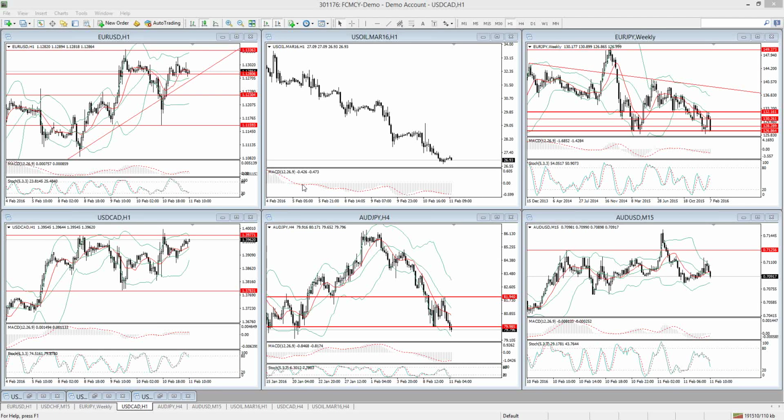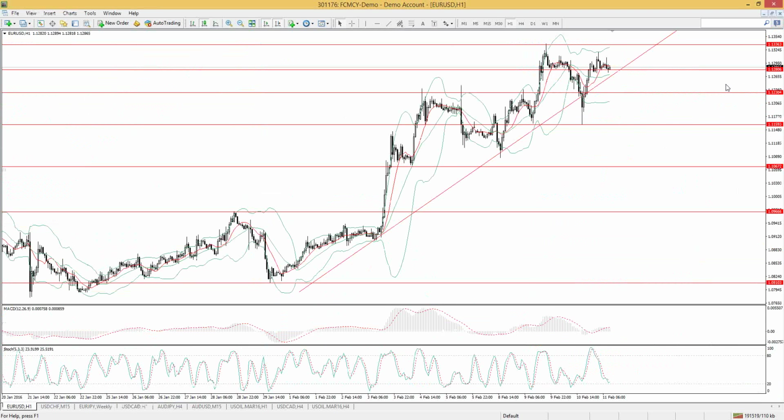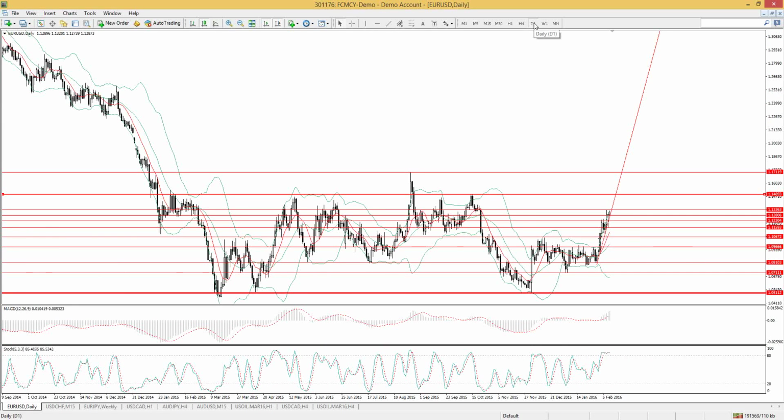For intraday analysis, I start with the daily. What I want to say here is that we are currently in a range. As we see, there is no clear daily trend. The major top and bottom levels are 1.1489 and 1.0511.